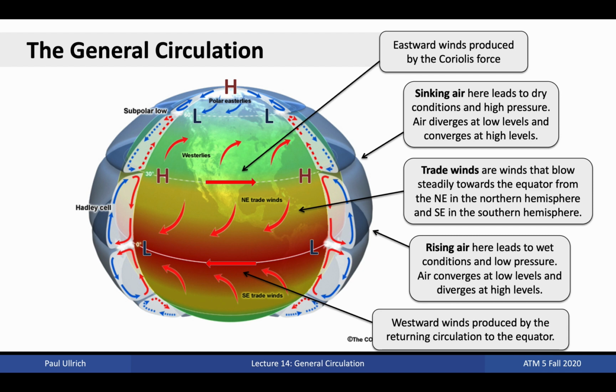These winds are known as the trade winds, as they were important for governing ship travel across the ocean. As the trade winds are turned by Coriolis force on their return to the equator, they generate westward motion near the equatorial surface. Thus, air around the equator blows from east to west.